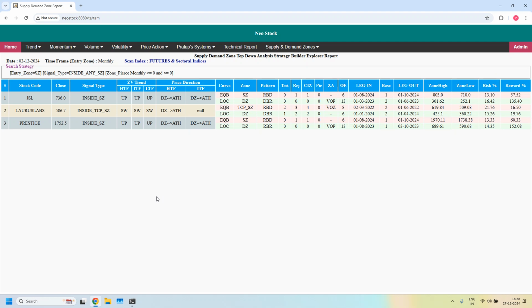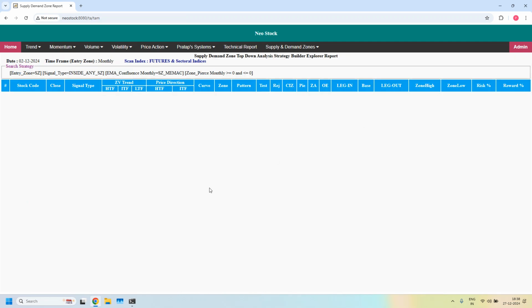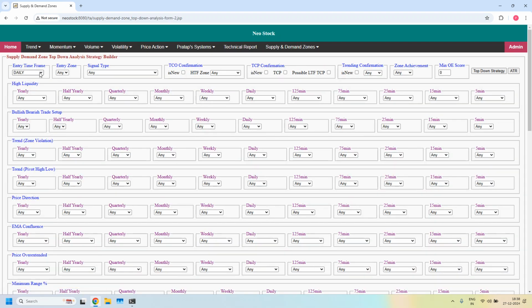Let's verify any of the supply zones are having a EMA Confluence, monthly time frame, monthly supply zone with monthly EMA Confluence. No stocks are filtered. Okay. Next time frame is weekly.